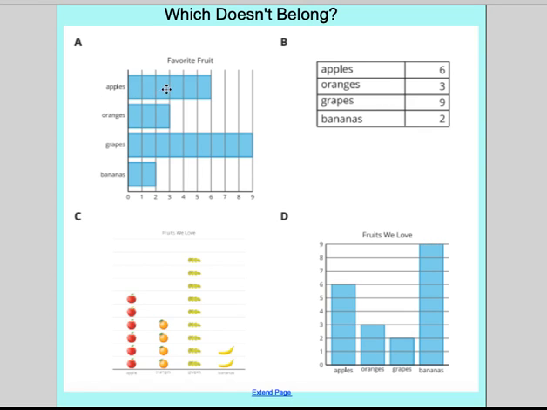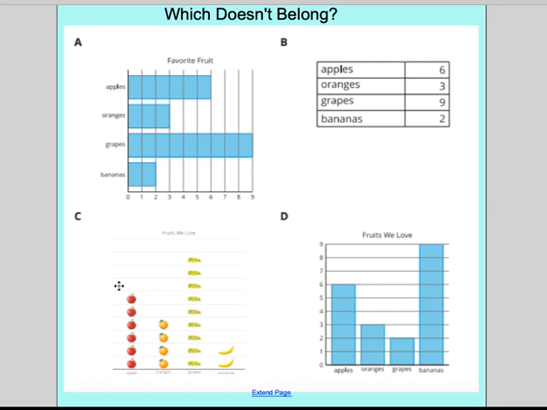Maybe you said, there are 1, 2, 3, 4, 5, 6 apples there, 6 apples there. Ooh, 6 apples here, and 1, 2, 3, 4, 5, 6 apples there. Well, they're all showing 6 apples, but maybe this one doesn't belong because we're actually showing the fruit. So maybe you said that.